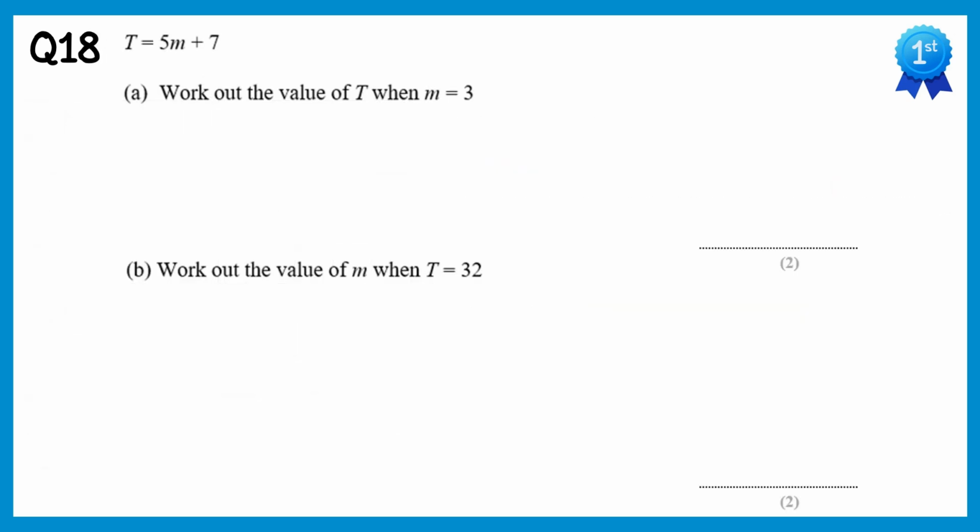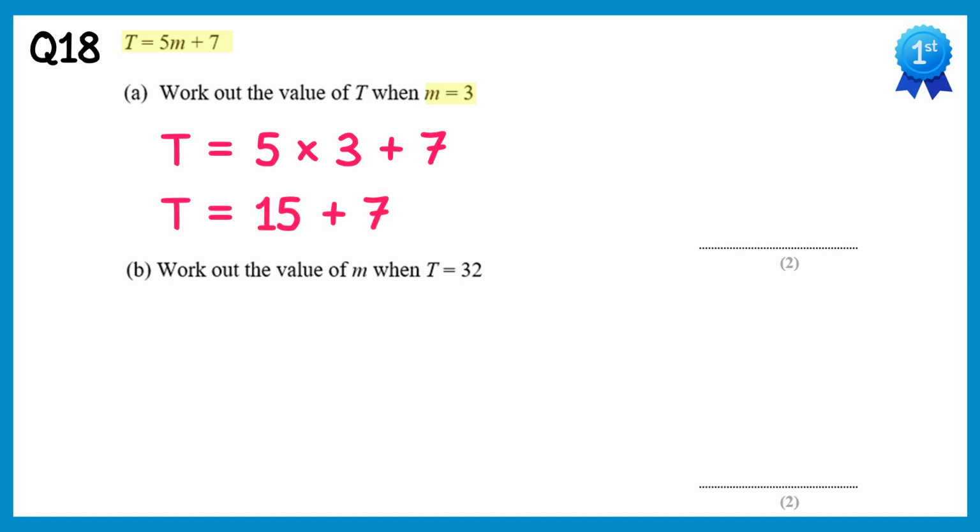In this question we're given a formula here. T equals 5m plus 7, and we need to work out the value of t when m equals 3. To do this, we copy out the formula, but instead of m, we write 3. So we've got t equals, then it says 5m, but we know m is 3, so it's 5 times 3, then plus 7. We can work this out. 5 times 3 is just 15, and then plus 7, and then you do 15 plus 7, and you'll find that t is equal to 22.